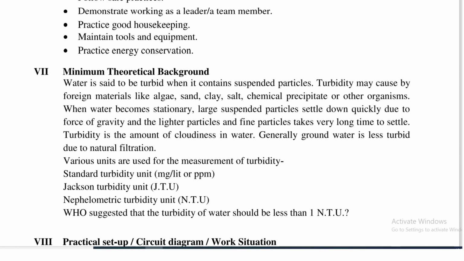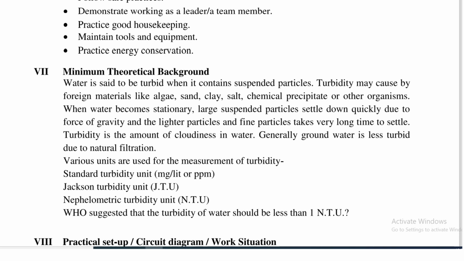Now before we see the experimental procedure, let us see some theoretical background. Water is said to be turbid when it contains suspended particles. Turbidity may be caused by foreign materials like algae, sand, clay, salt, chemical precipitate or other organisms. When water becomes stationary, large suspended matter settles down quickly due to force of gravity, and the lighter particles and fine particles take very long time to settle. Turbidity is the amount of cloudiness in water.